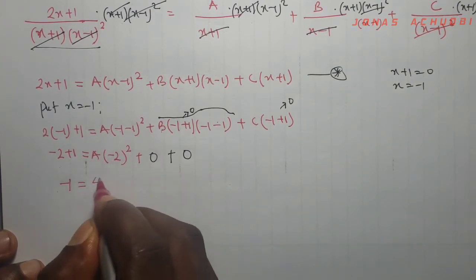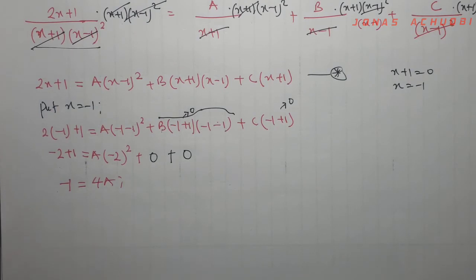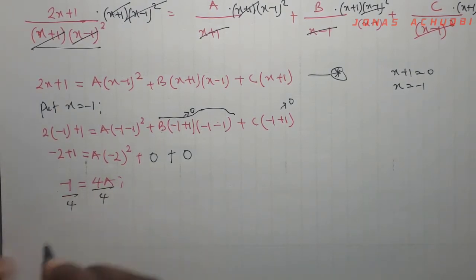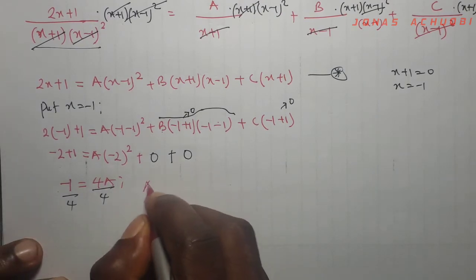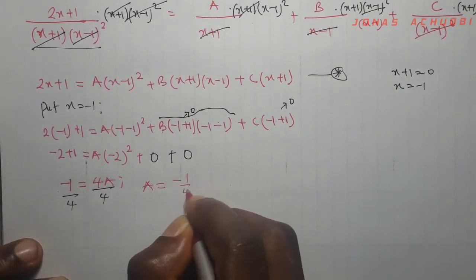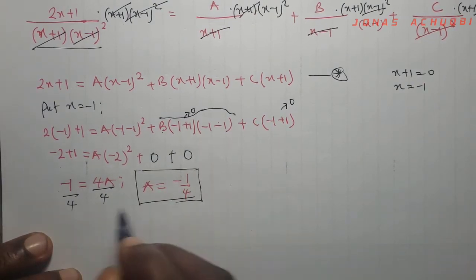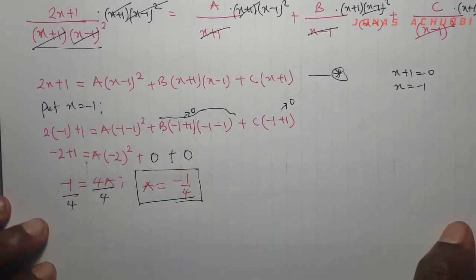4 times a is 4a. And to get the value of a, we divide both sides by 4. So I divide both sides by 4, so that a is equal to what? Negative 1 by 4. So we have found the value of a by simply putting x equal to minus 1.